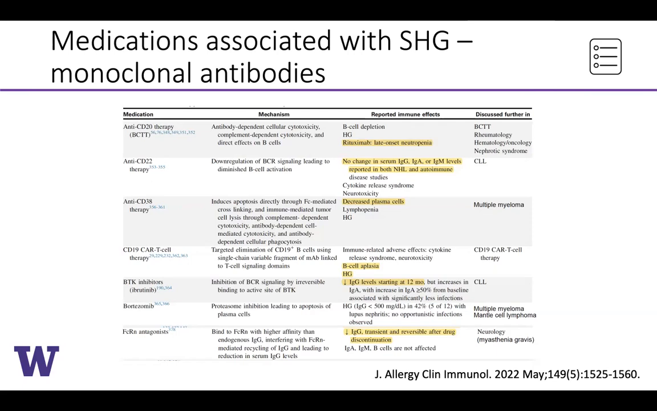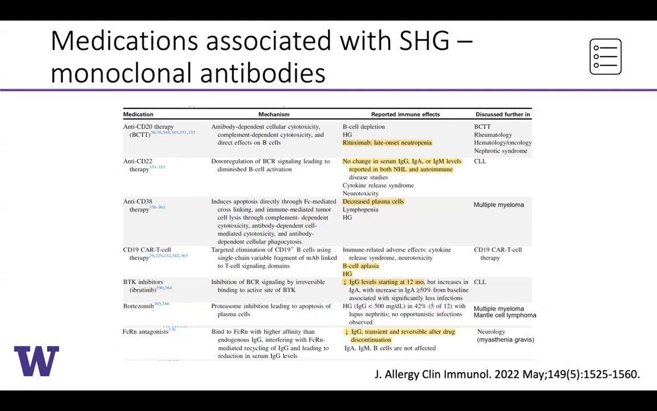But I don't want to go through this in detail, but they're divided into monoclonal antibodies, starting out, of course, with anti-CD20 therapies, which by definition lead to B-cell depletion and hypogammaglobulinemia. But there are some other side effects to keep in mind, such as late onset neutropenia that has been reported with rituximab.